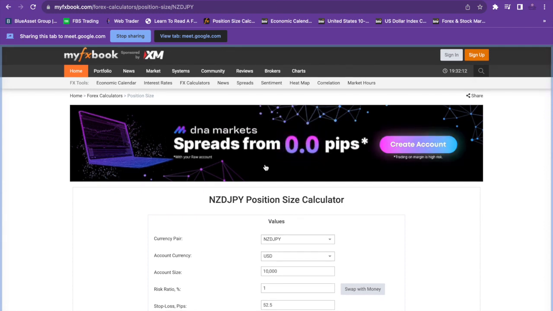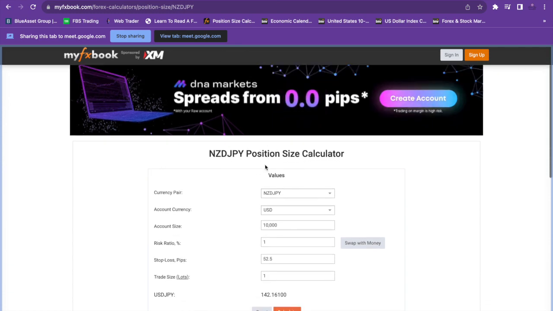So let's say we are going to be taking a trade. You can see my FX book, the one that I shared with you guys, you can download it. This is the computer version. You can download it on your phone, so you can check it out on your phone. It is your best friend. Your position size calculator is very, very important, and I'll tell you why.